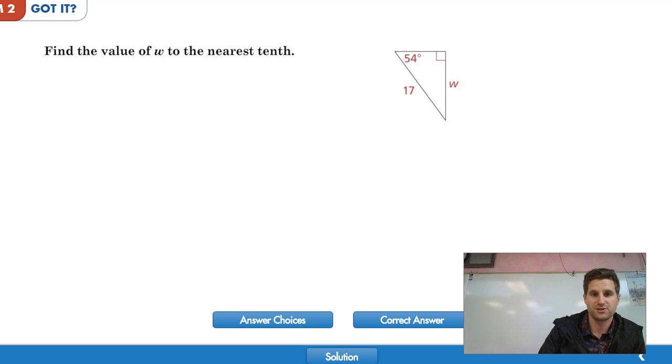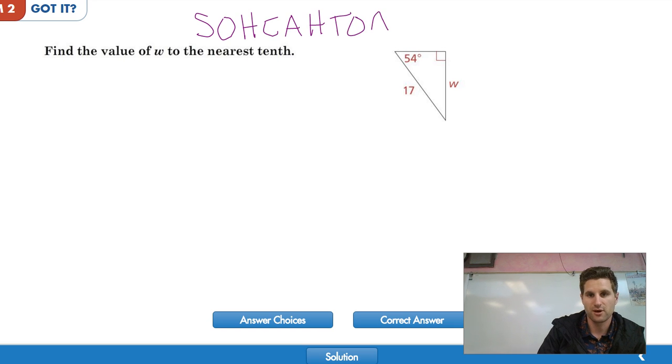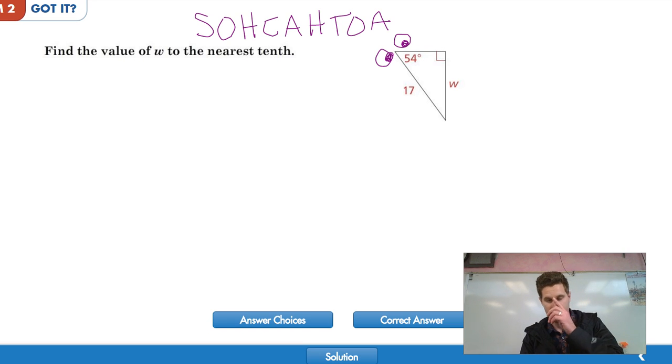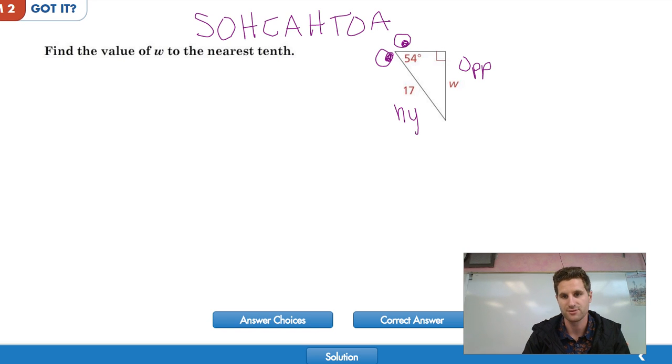So to do this, the first thing I want to do is make sure you write this picture, but we are going to go ahead and write out our gold standard, okay, so SOH CAH TOA. And we're going to start by putting our googly eyes at the angle. We always want to focus on the angle, okay? So looking at this angle, what 2 pieces do I have? From 54, we have W, which is an opposite side, and we have 17, which is the hypotenuse. Okay? So those are 2 things I have.